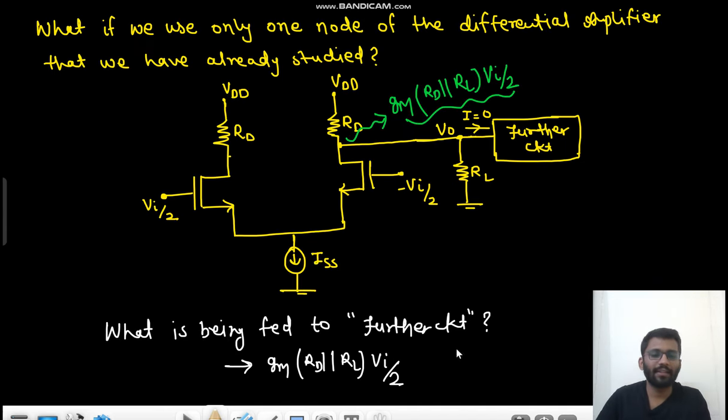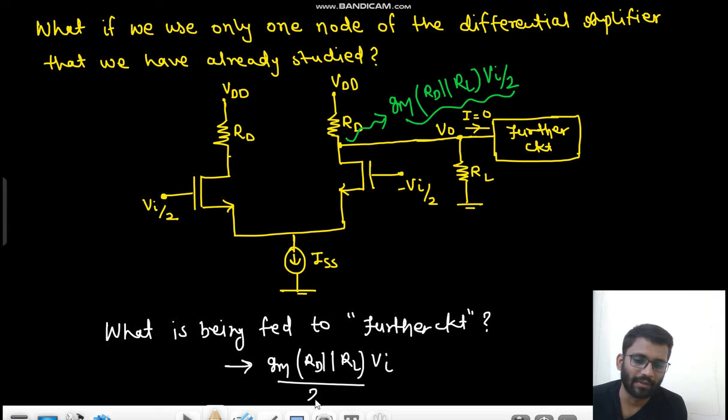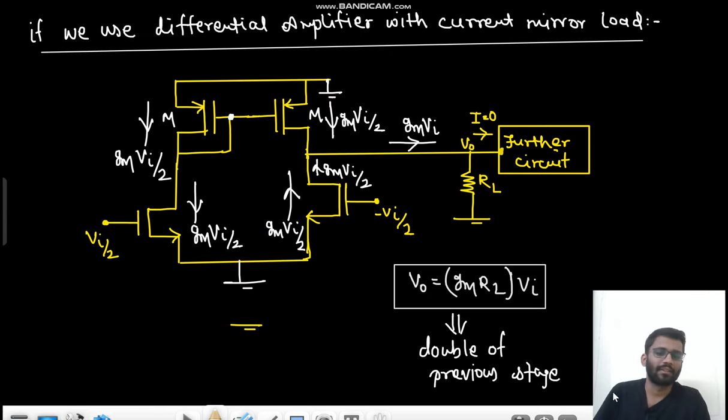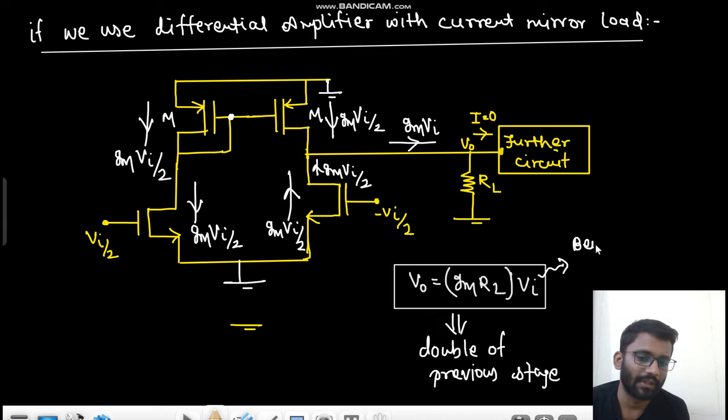The idea of getting single-ended output by this method is not that good. What is being fed to the further circuit here? gm RD parallel with RR into Vi by 2. That is being fed to the further circuit here. And here, what is being fed to the further circuit? Here gm RL into Vi is being fed to the further circuit.